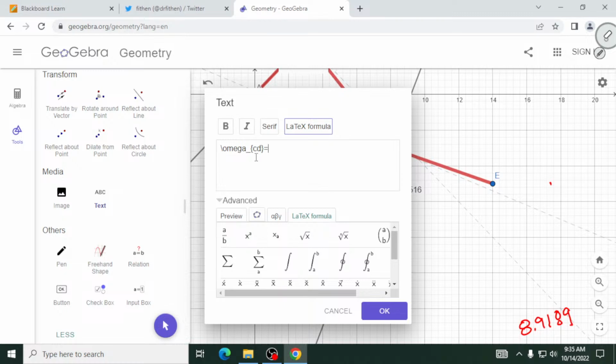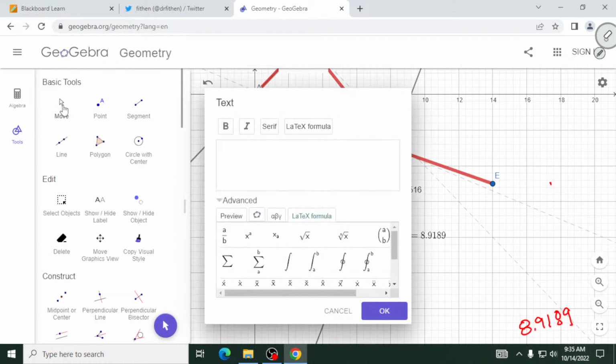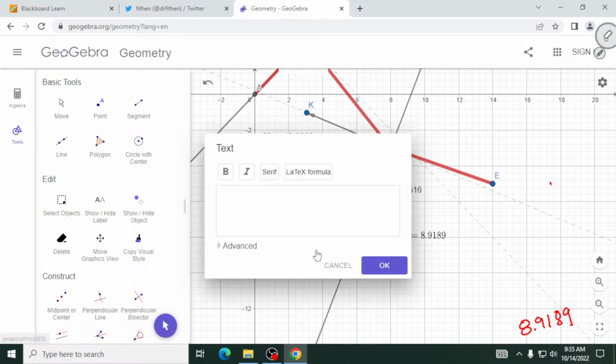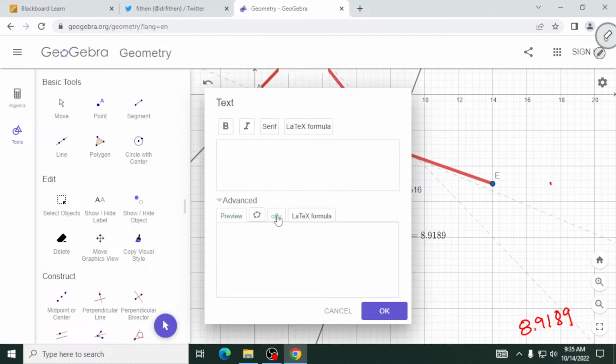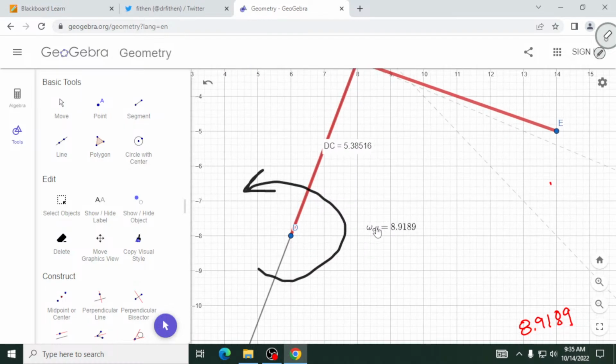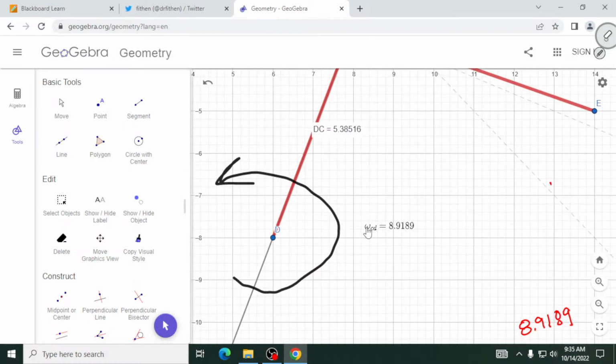CD is equal to 8.9189. Okay. And notice what it did. That turned into... okay, cancel. I wonder if I could make it bigger, but I guess it's good enough the way it is. So you can see it turned the backslash omega into the term omega d CD.